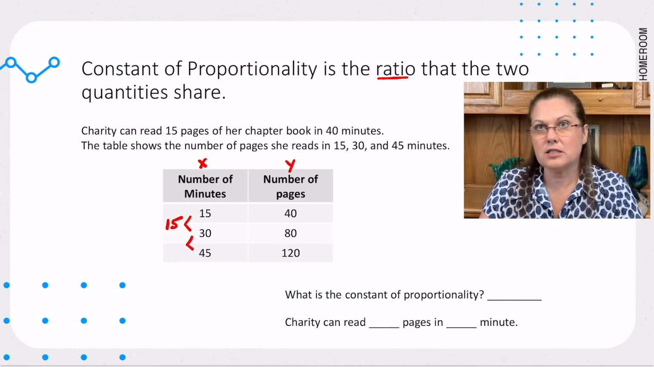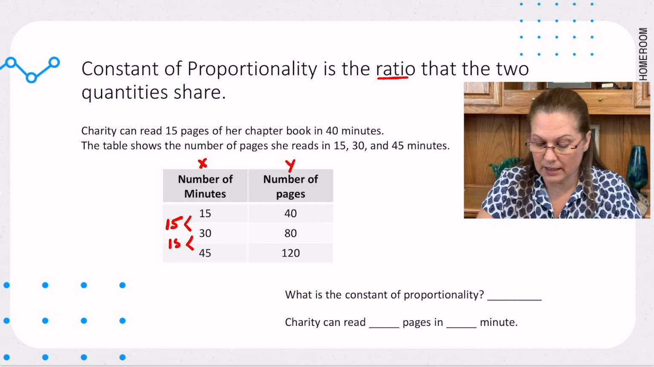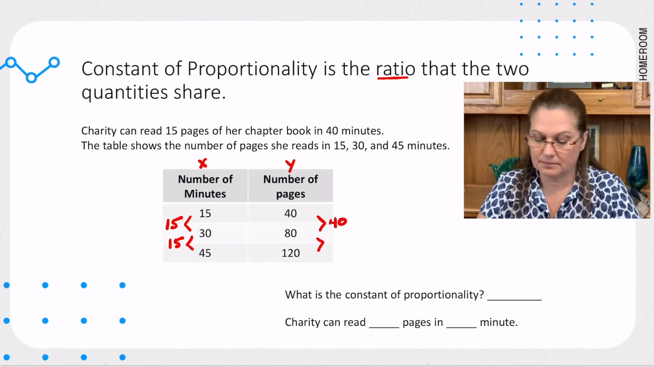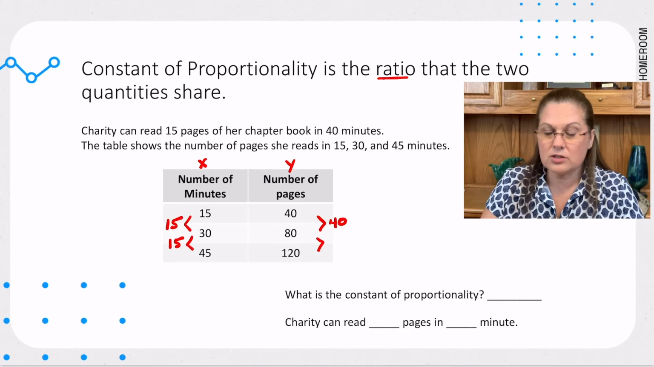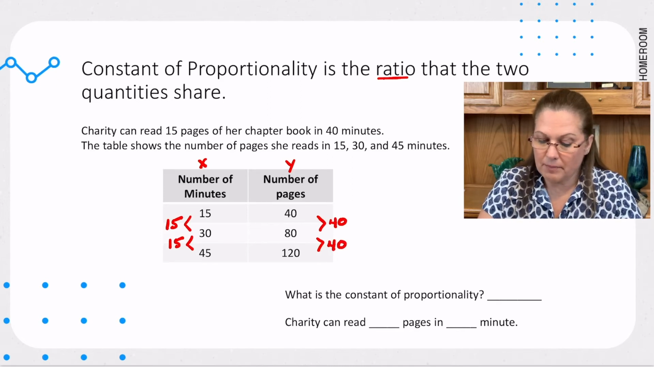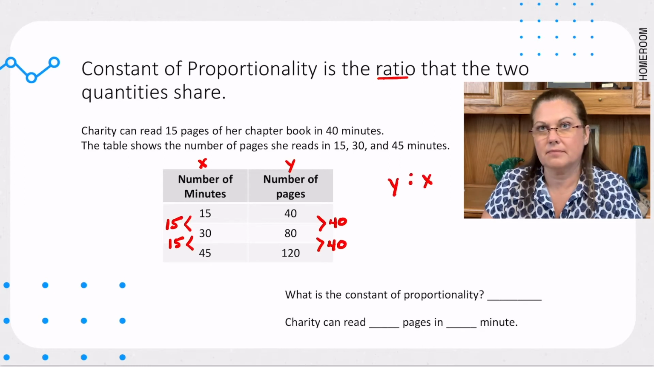Our difference between 40 and 80 is 40. And our difference between 80 and 120 is 40. So what is our ratio? Remember, it's always y to x. So our ratio is going to be 40 to 15.